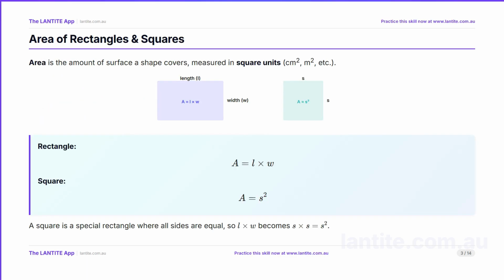Area is the amount of surface a shape covers, and it is always measured in square units, such as square centimeters or square meters. For a rectangle, the area equals length times width. A square is just a special rectangle where all sides are equal, so the formula becomes side squared. These are the simplest area formulas, and they form the basis for all the other formulas we will learn today.